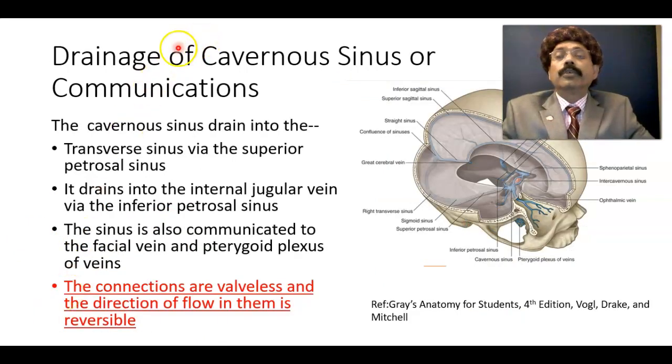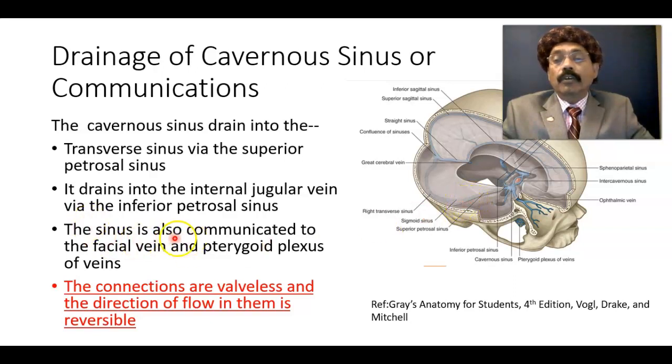So what is the drainage or communication of the cavernous sinus? The cavernous sinus drains into the transverse sinus. The transverse sinuses are also paired dural venous sinuses. We have the superior petrosal sinus, and this connection is made by the superior petrosal sinus here.